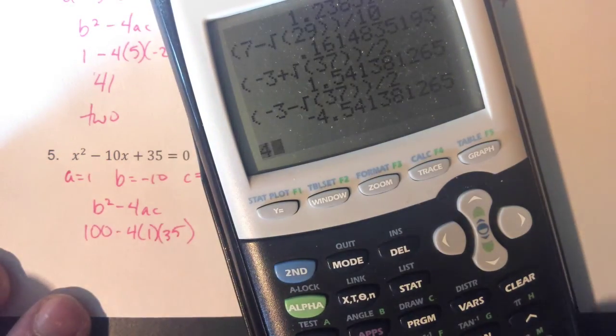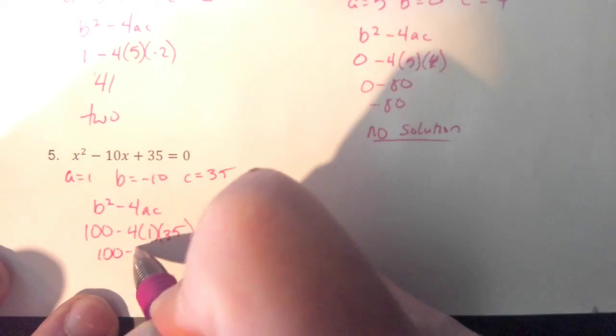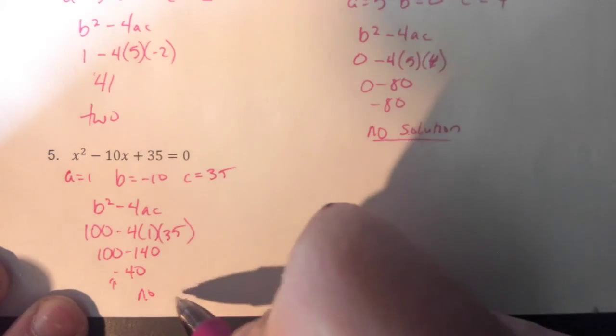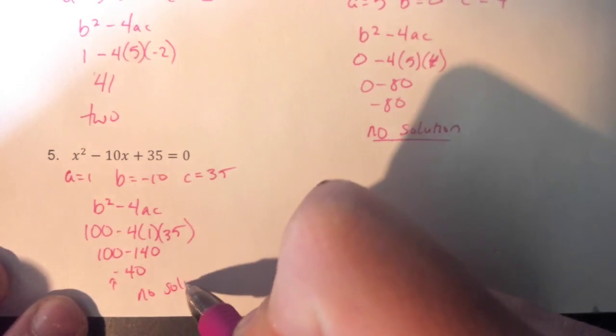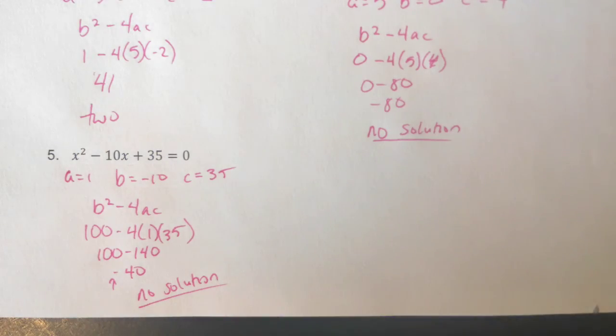Let's check. I don't want to be wrong. Yeah, 140. So 100 minus 140 would be negative 40. That's a negative number, so again, no solution. All right, there's the discriminant. It just determines how many solutions you're going to have.